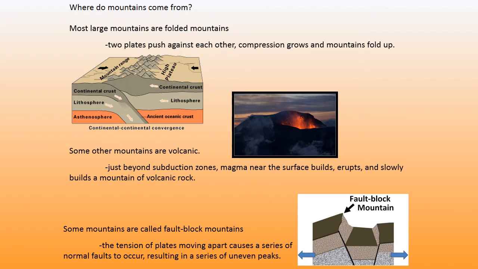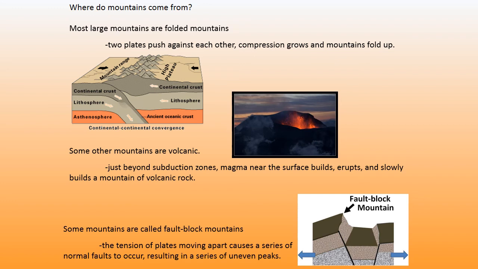Other types of mountains form because of faulting. Tension in the crust can cause a series of normal faults to occur in the same area, leading to the creation of a series of uneven peaks. When coupled with the effects of weathering and erosion, these fault-blocked mountains come to resemble more traditional mountains. The mountains surrounding Death Valley formed in this way.